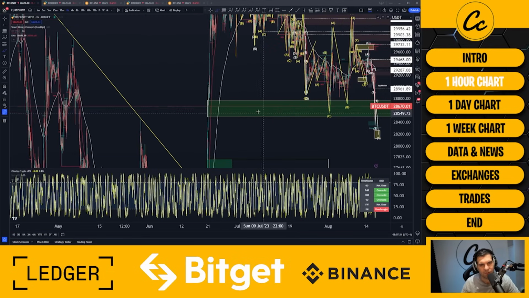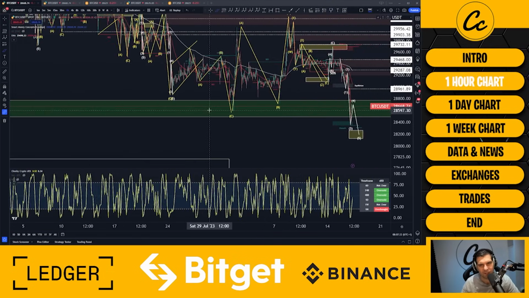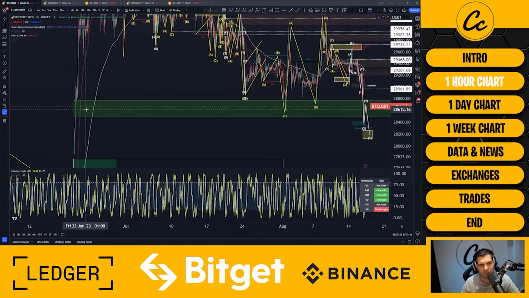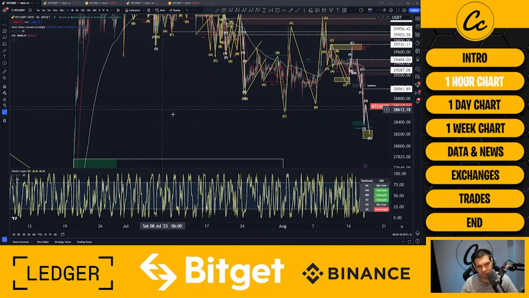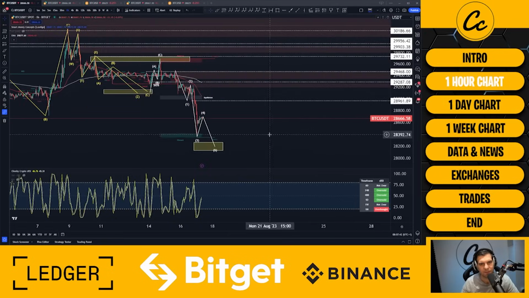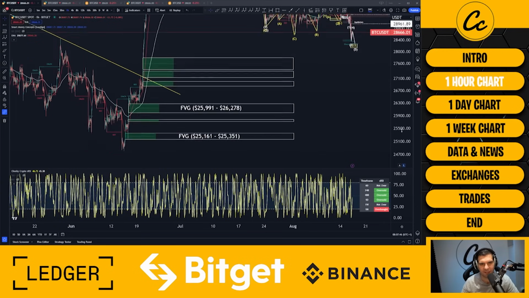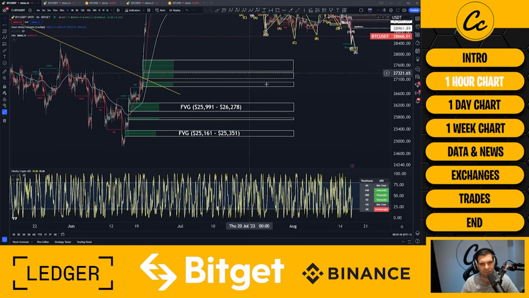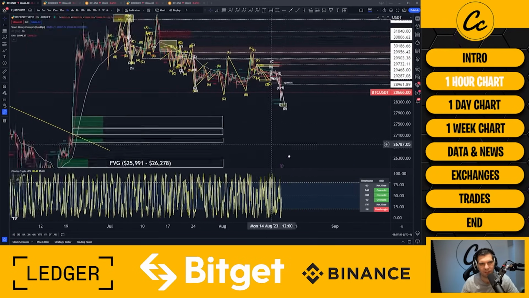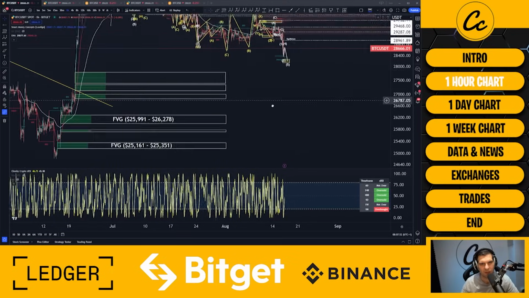We've obviously chewed through this previous area here. This area was a fair value gap. We've just taken that out now, so we can go ahead and remove the fair value gap that was there. So we've kind of retraced into that one. There are, of course, all of these fair value gaps, as you can see here, still in play. So we've still got some fair value gaps to kind of grab out on our hourly chart.